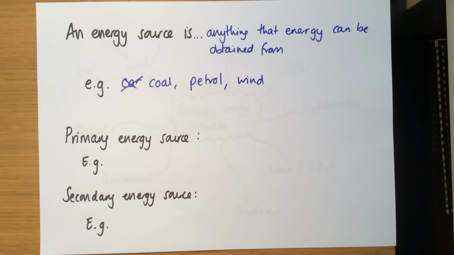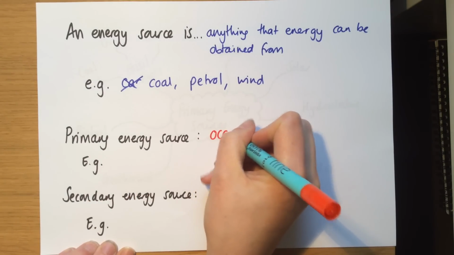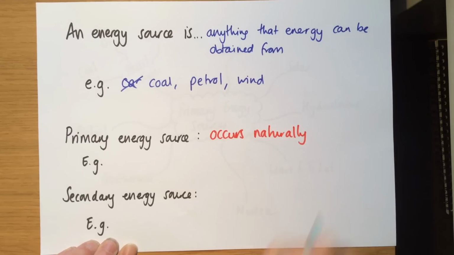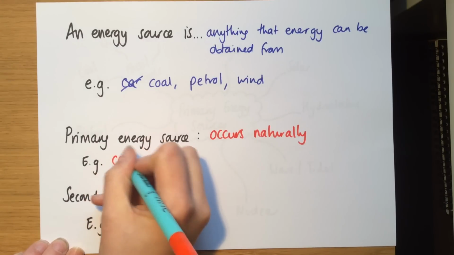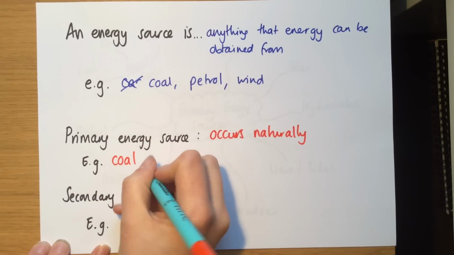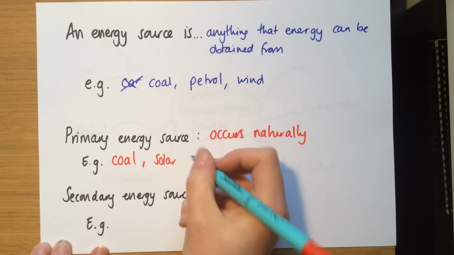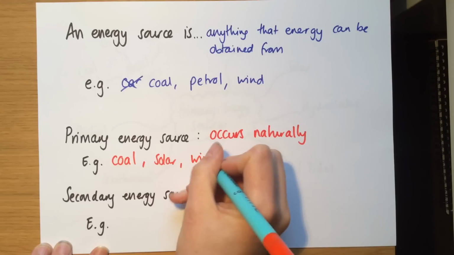And the first one is primary versus secondary energy sources. Now a primary energy source is an energy source that occurs naturally, so that we can find nice and easily, without having to change it, we can find it in the earth. An example is fossil fuels, so coal, oil or gas. Or we could think about solar power. That occurs naturally. We don't have to worry about changing it to something else. Wind power, anything like that.